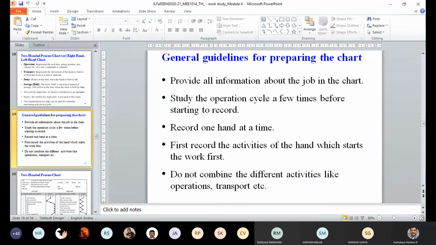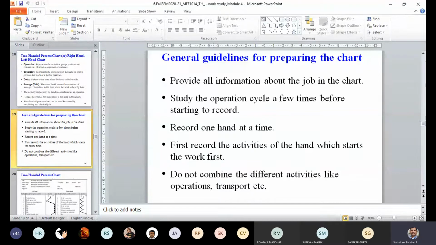Otherwise, once you start the work, it is very difficult to concentrate on charting also. So before starting your work itself, you should know the various steps, what the left hand will do, what the right hand will do; you have to imagine and list down the activities. Then only, while doing your activities, you can record the timing. That is most important. How much time the right hand has taken, how much time the left hand has taken for each activity, that you should record while doing the actual work.